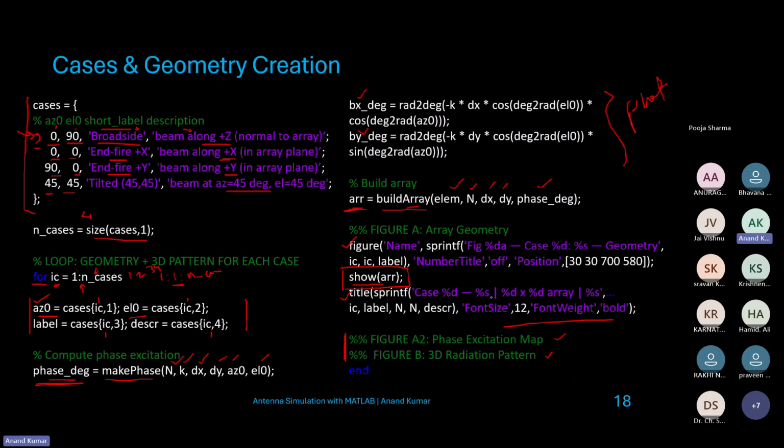So I'll stop here. I actually have talked a lot now, and I don't know if I give enough time to absorb. So maybe you can look at the script, and if there are questions on this, you can ask, or anything that we have just discussed. In the next slides, we'll cover the phase excitation map and the 3D radiation pattern, and then we'll be done with planar arrays.